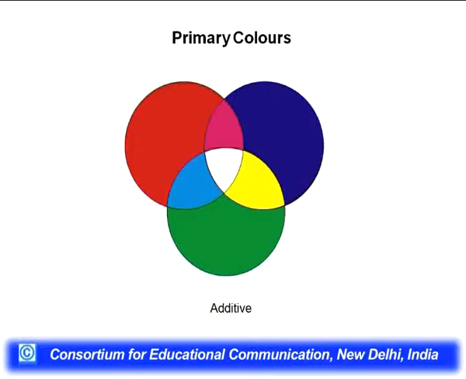So the presence of all colors is white, or brightness, and absence of all colors is dark. We cannot see anything if the color is off from the object. We create the image on television, computer, and digital camera. All are based on the colors of light. But when we come to a printed page or a design, then colors are created on pigment. What is a pigment?